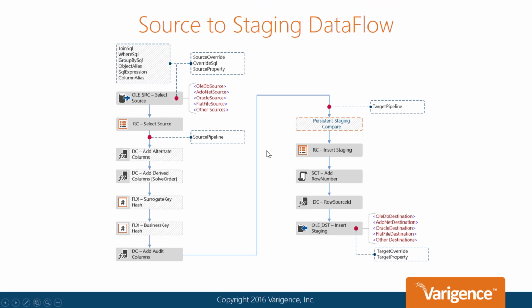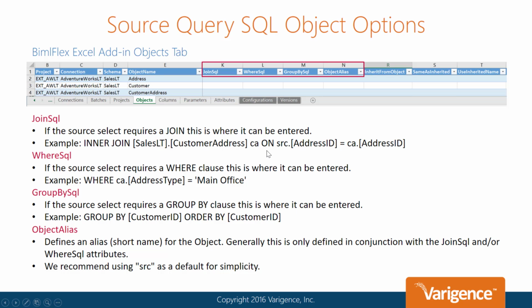So I'll demonstrate most of that for you, but let's go into the things that you will use quite a lot of, which is the SQL objects in the metadata. So what we're looking at here is in the Excel BimlFlex Excel add-in. On the objects tab, we have the join SQL, the where SQL, the group by SQL, and the object alias. So we'll look at those first. In the next slide, we'll look at these ones on the side here.